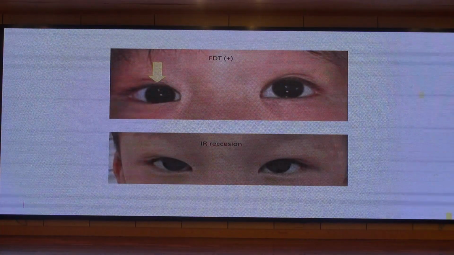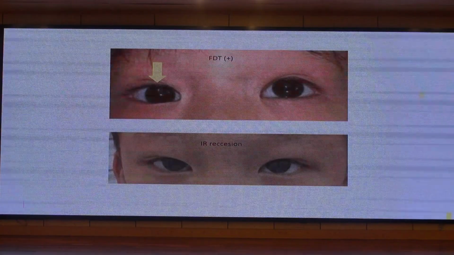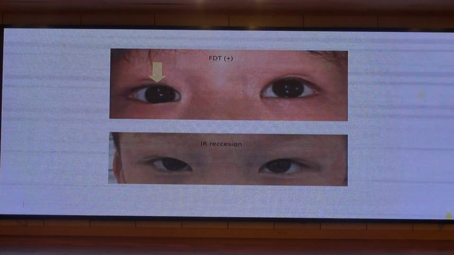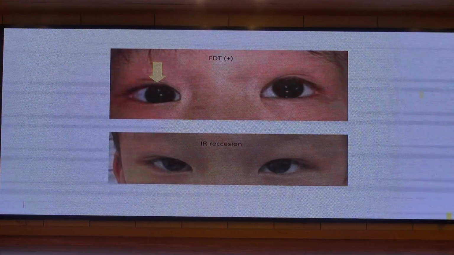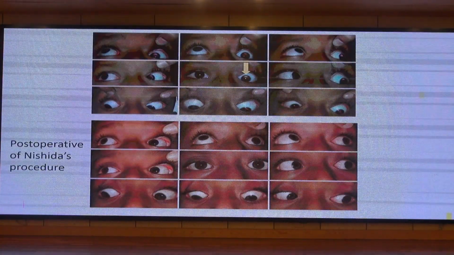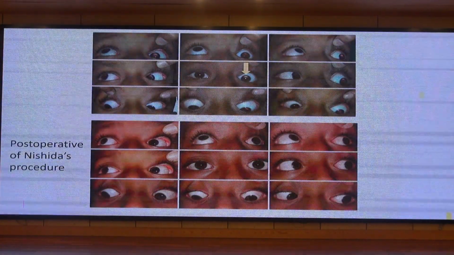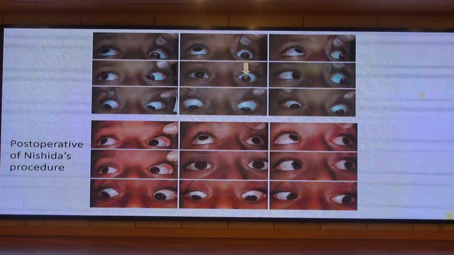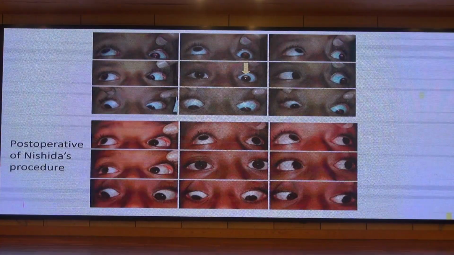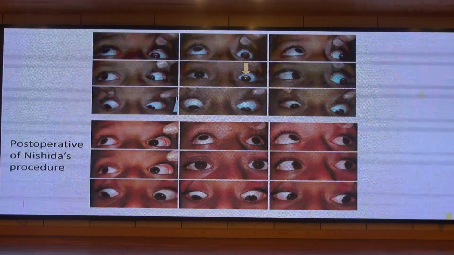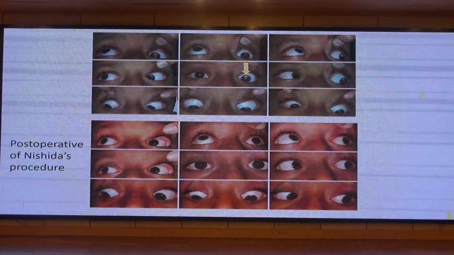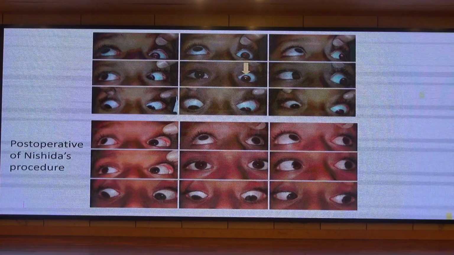A boy with MED had a forced duction test positive, and with inferior rectus recession, after the surgery he had a good result. And this boy has MED in the left eye and forced duction test negative. He has a limitation in elevation, and the Nishida procedure was done, and he had a good result.